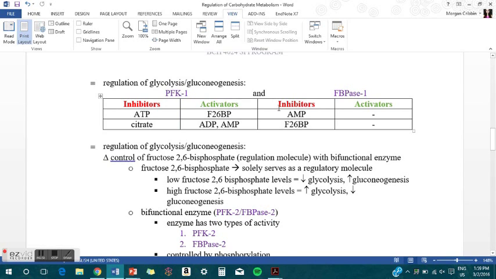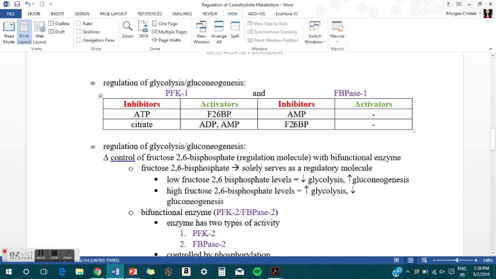So FBPase1 is inhibited by AMP because FBPase1 is usually used when you already have enough ATP in the cell, and so you're creating glucose for some reason. So just like ATP is going to inhibit PFK1, AMP is going to inhibit FBPase1, because you'll probably already have enough glucose since you're signaling you have a low amount of energy in the cell.